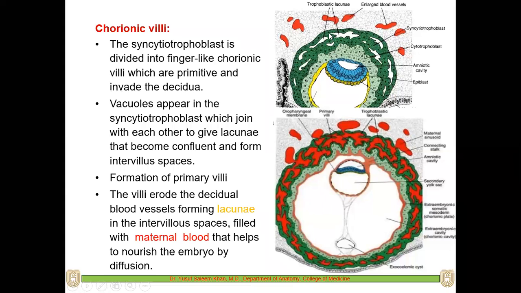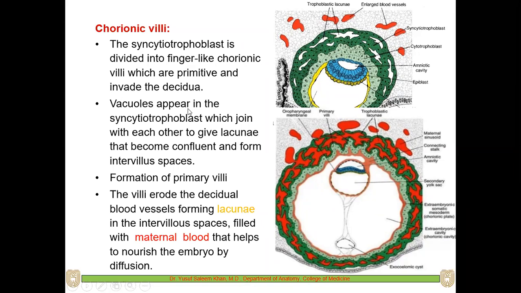If you see here, now this syncytiotrophoblast starts invaginating into the wall. As you can see here, this is the endometrium, and it is highly vascular, so there are a lot of blood vessels. So now this syncytiotrophoblast will give rise to finger-like projections into the endometrium, and it will form primitive villi that invade the decidua. They start invading the decidua.